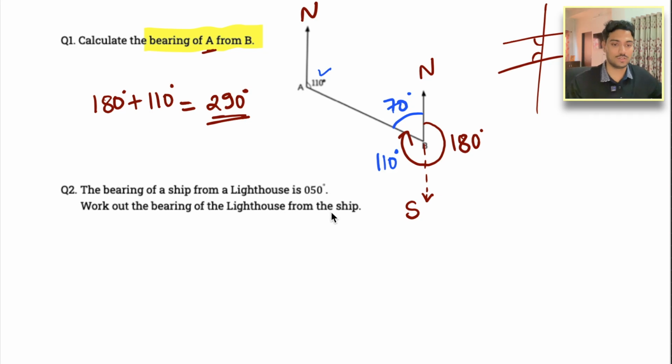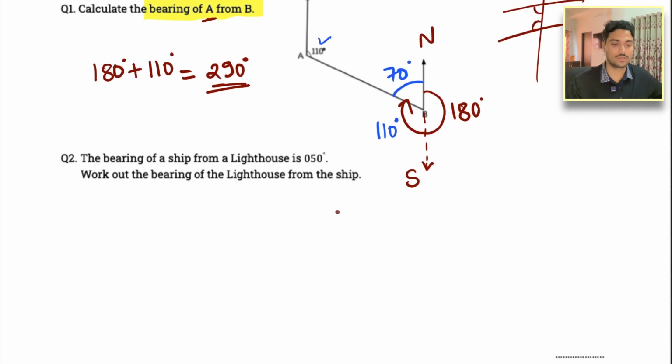Let's check the next question. It says the bearing of a ship from a lighthouse is 50 degrees. Work out the bearing of the lighthouse from the ship. So let's check. Let's mark 50 degree angle. It says the bearing of a ship from a lighthouse is 50 degrees. Let's say our ship is here and we have to show 50 degrees.